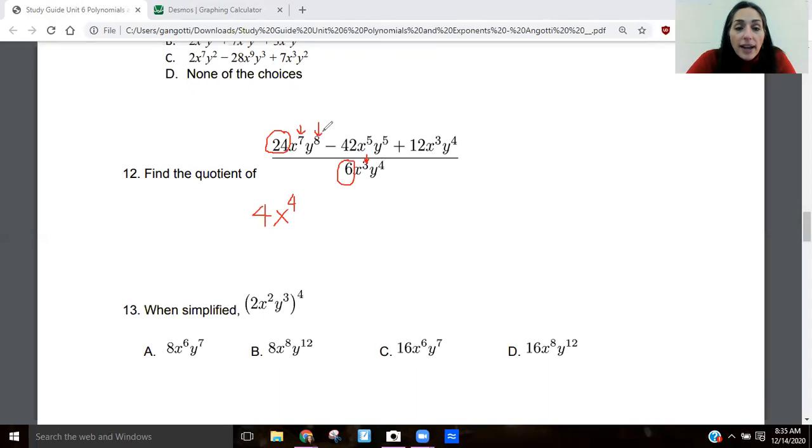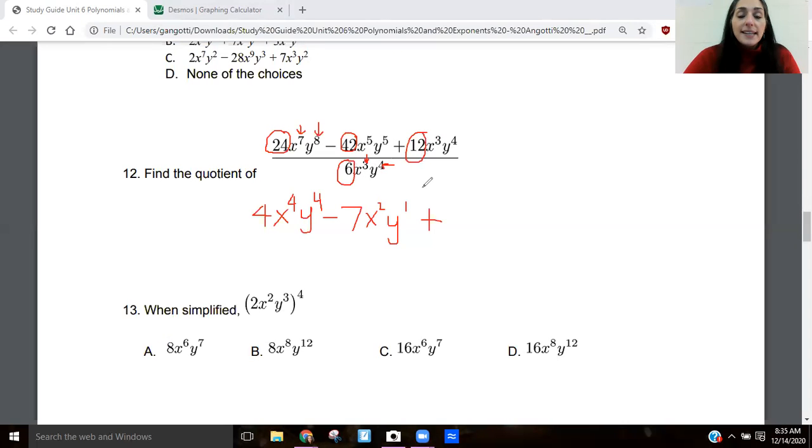Now you're going to do the y to the 8th and the y to the 4th. So subtract 8 minus 4 is 4. So this will be y to the 4th. Minus. Now we're going to do 42 divided by 6. 42 divided by 6 is 7. Subtract the exponents now. 5 minus 3 is x squared. 5 minus 4 is y to the 1st. Or if you just write a y, that's correct too. Now bring down the plus sign.